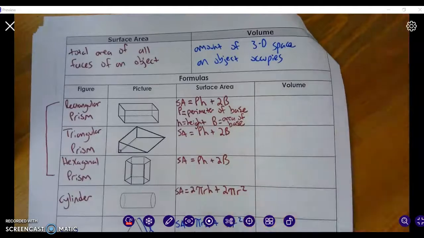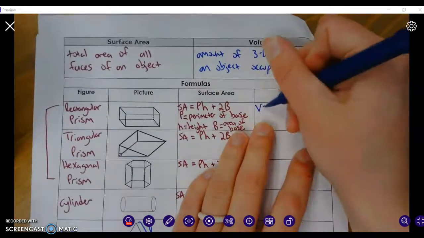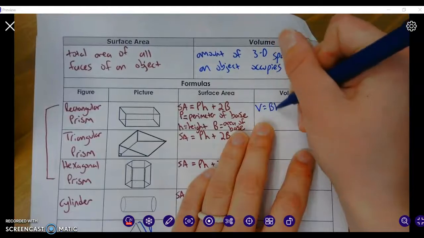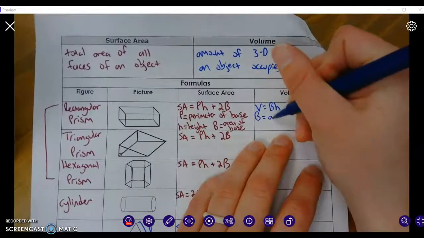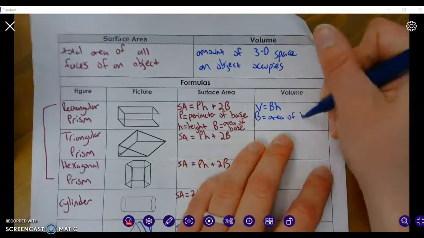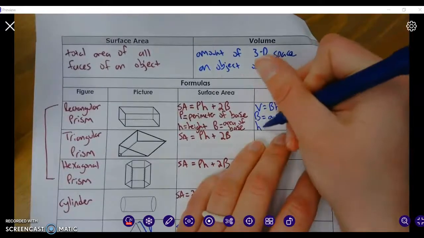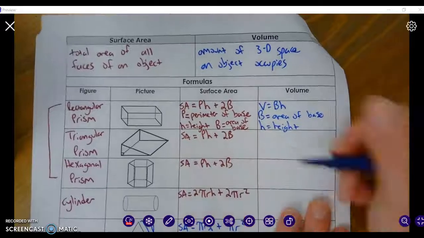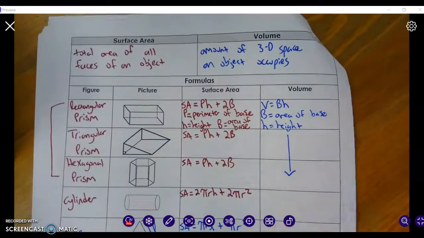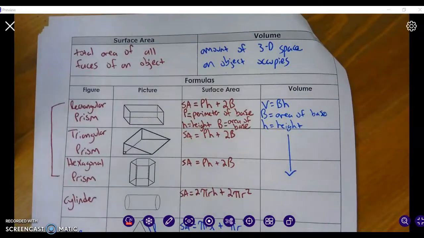Okay, so we're going to start with prisms. So prisms, the volume formula is area of the base times the height, just BH. So B is area of the base, and H is the height. Okay, and that's the same for these two shapes. All the prisms have that.